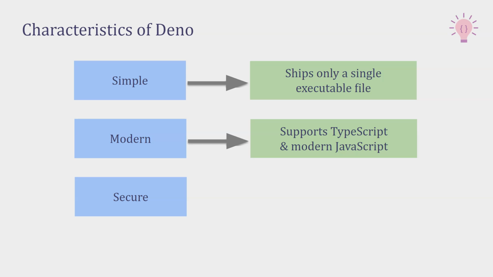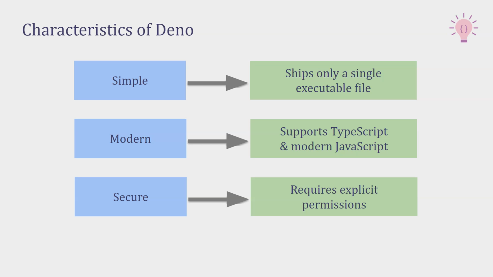Deno is secure because it requires explicit permissions. For example, if you want to access the network, then you need to give Deno an explicit permission. Or if you want to read a file or write a file, you also need to give Deno explicit permissions.